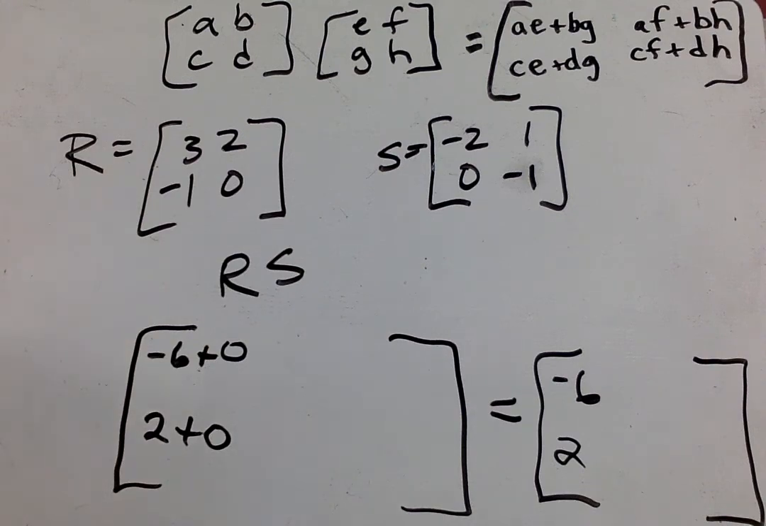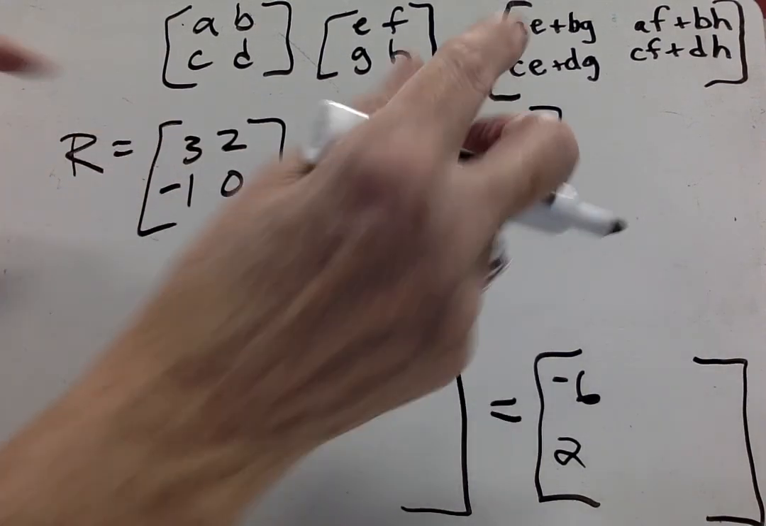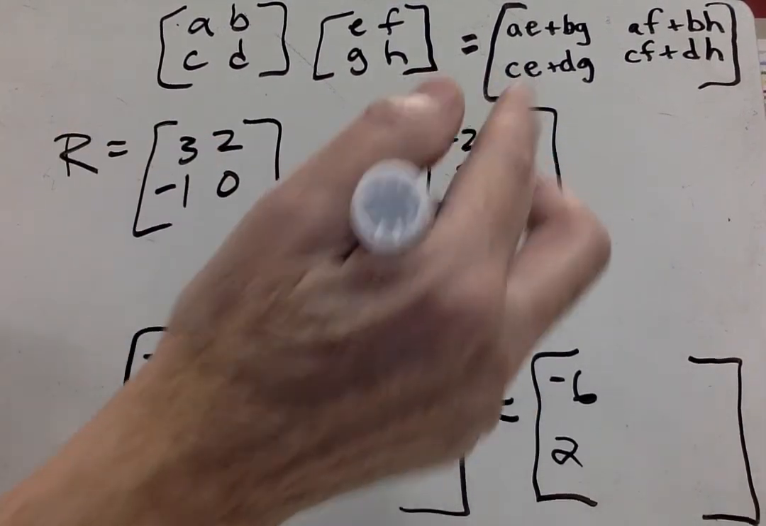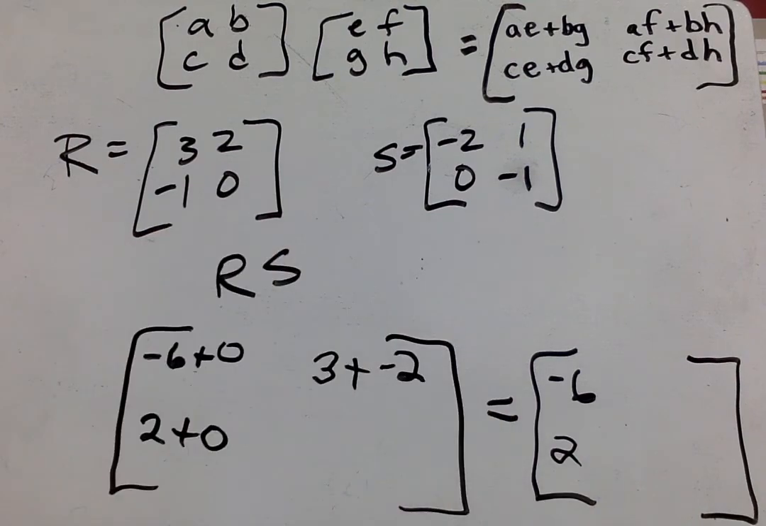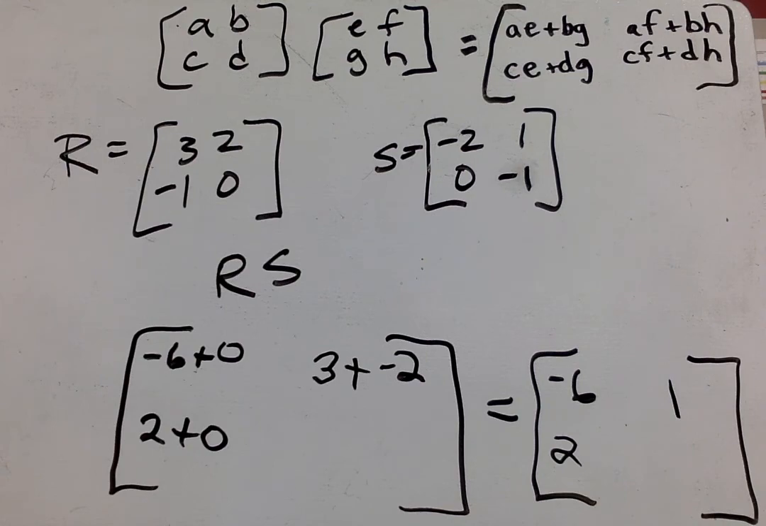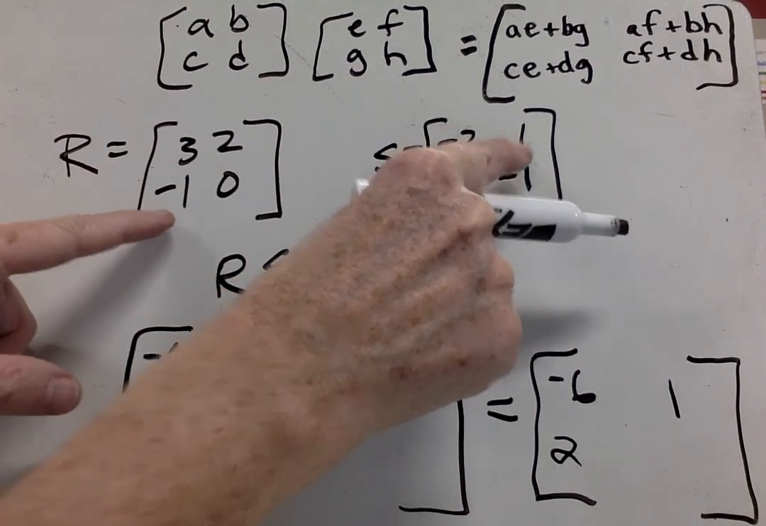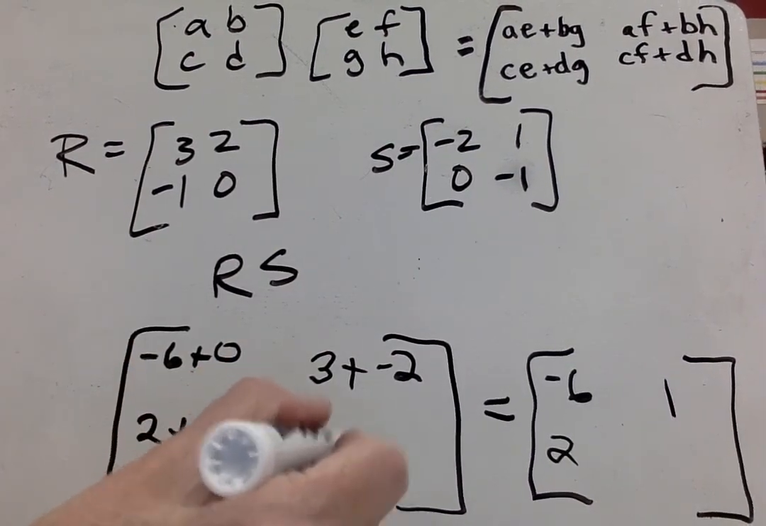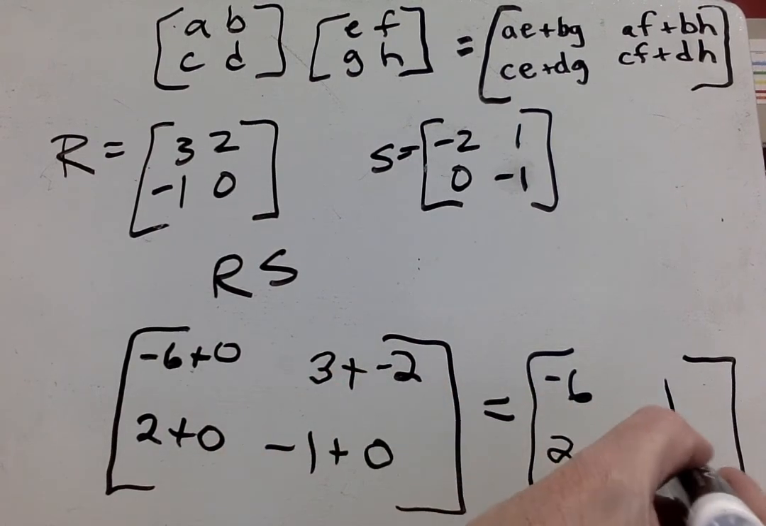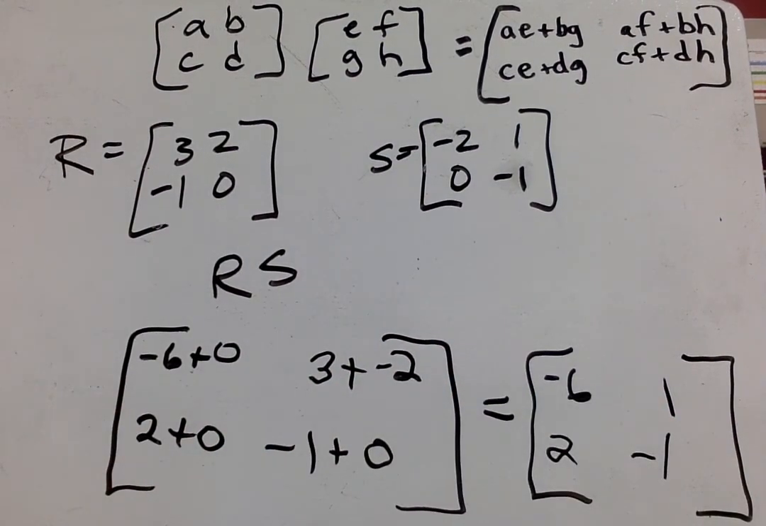AF, so which one's A and which one's F? So 3 times 1 is 3 plus 2 times -1, -2. Okay, and that will give us 1. Then for our last one, we go CF, so CF, -1 times 1 is -1, plus 0 times -1 is 0. And there we have our final matrix right over here when we multiply R times S. Okay?